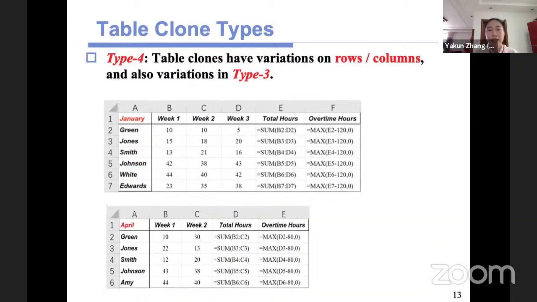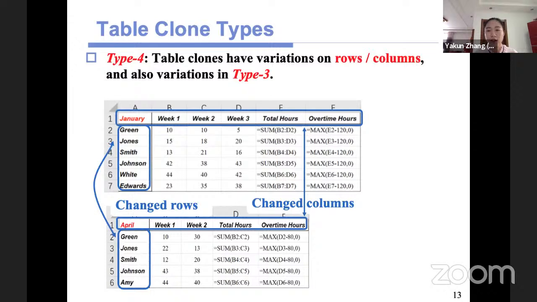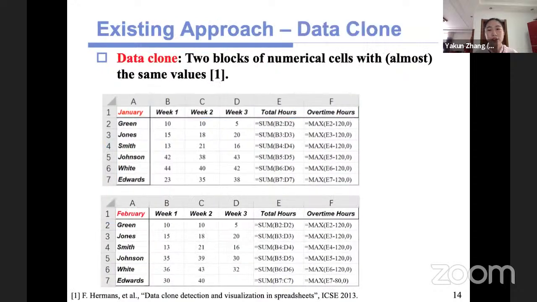The type 4 clone has variations in rows or columns and also the variations of type 3. As you can see, compared with the two tables, they change rows and columns. Among the 4 types, type 1 and type 2 have no structure change. However, type 3 and type 4 have changed. The existing approaches can only detect clones without structure change.